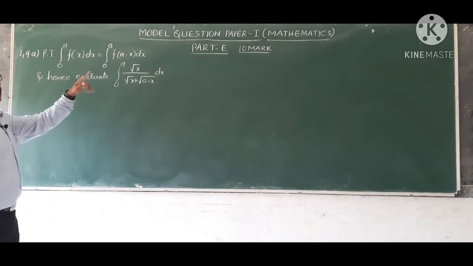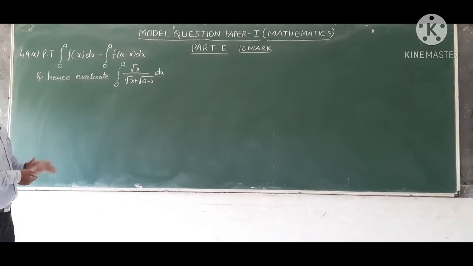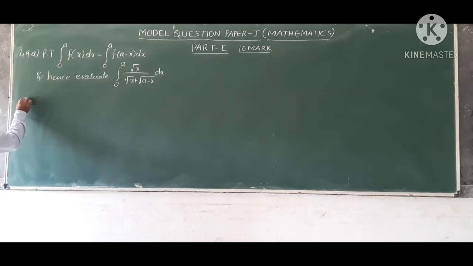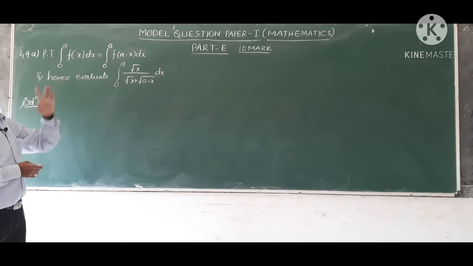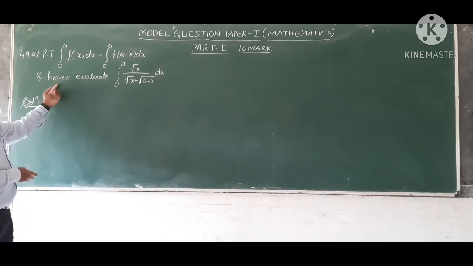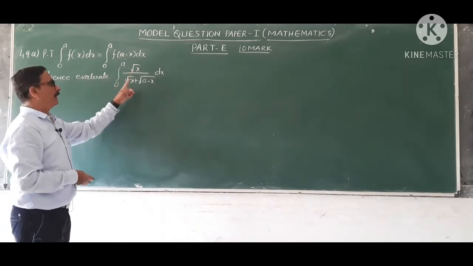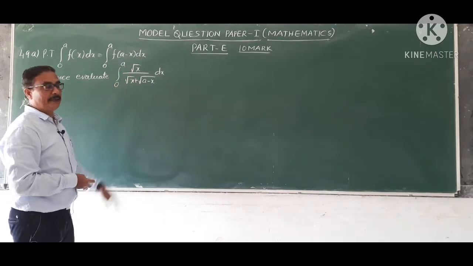Next, last part, that is part E, 10 mark question, 49A. Based on properties of definite integration, prove that integral from 0 to a f of x with respect to x is equal to integral from 0 to a f of a minus x with respect to x, and hence evaluate integral from 0 to a root x by root x plus root of a minus x.